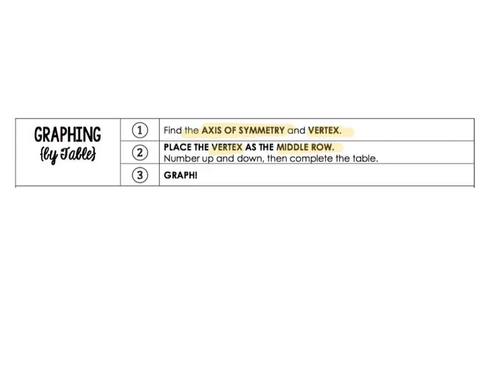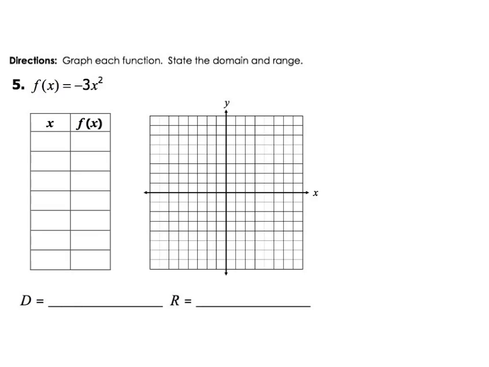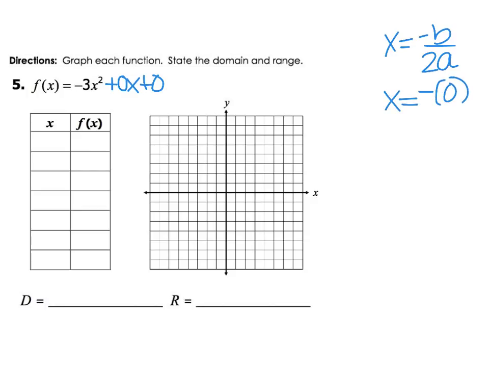Let's do a couple examples. All right, so number 5, we're given our function f of x equals negative 3x squared. So first thing we want to do is identify our axis of symmetry. So we're going to use the formula, x equals negative b over 2a. Now, if it's in standard form, remember this is plus 0x plus 0. All right, so our b is 0. So to find our axis of symmetry, plug in 0 for b over 2 times a, and we know a is negative 3.